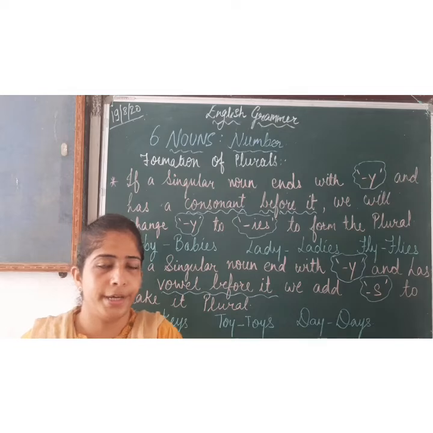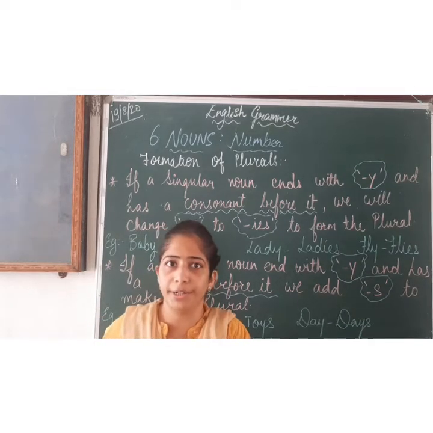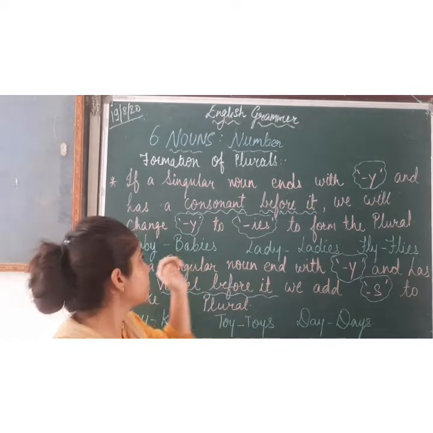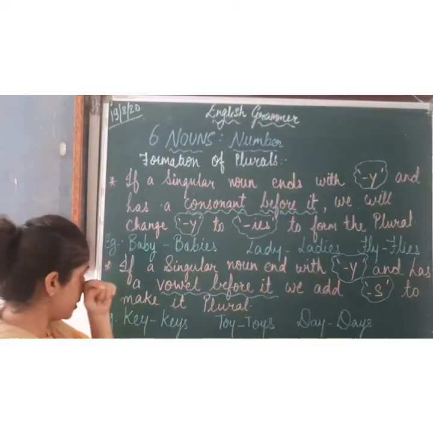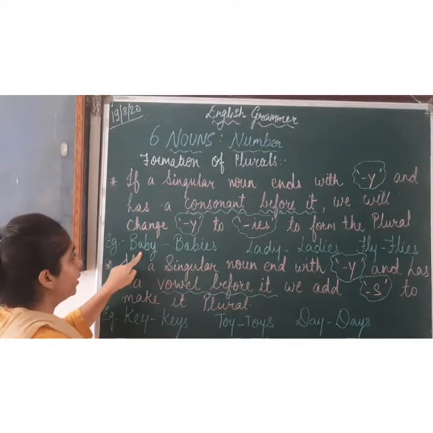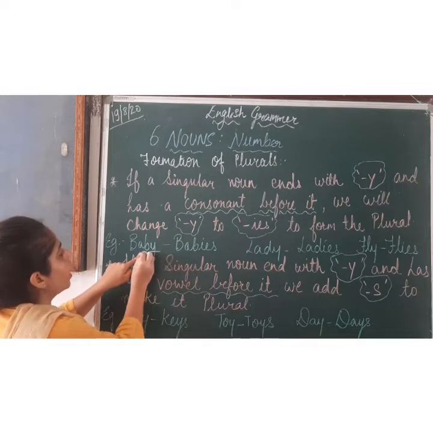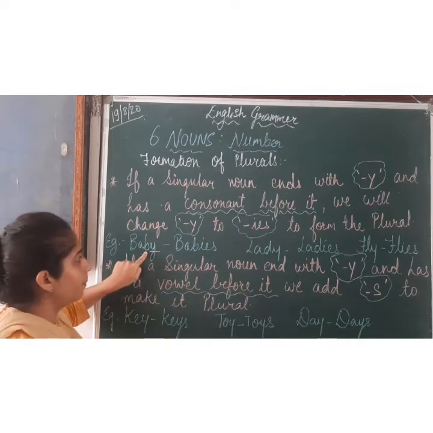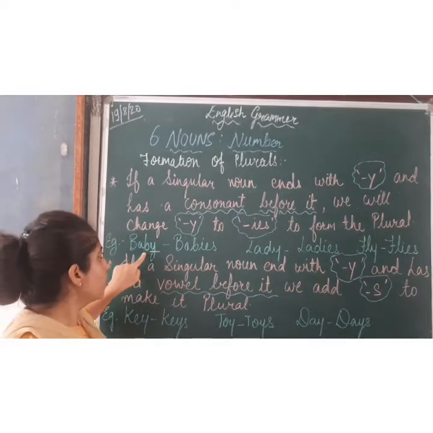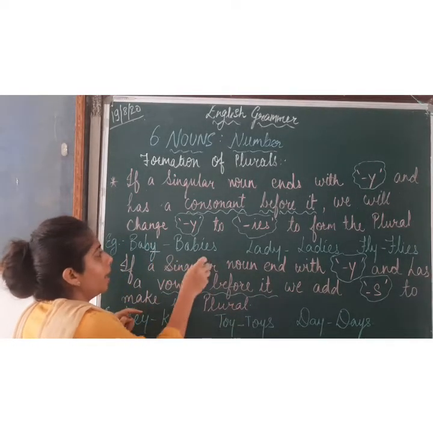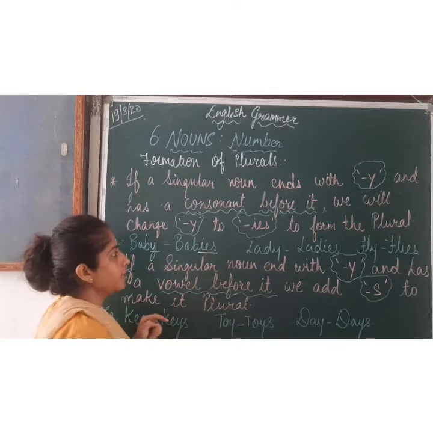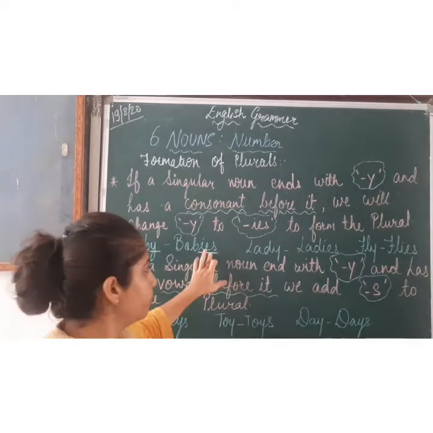जो y वर्ड है उससे पहले अगर consonant वाला वर्ड है तो हम y को हटा के उसकी जगह पे ies लगाएंगे to make it plural. See the examples. Baby. Here before y the word is b. b is a consonant word, so we will remove this y and add ies to make it plural.